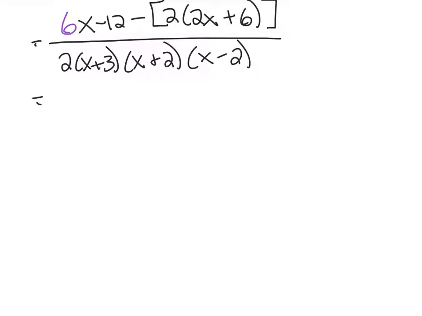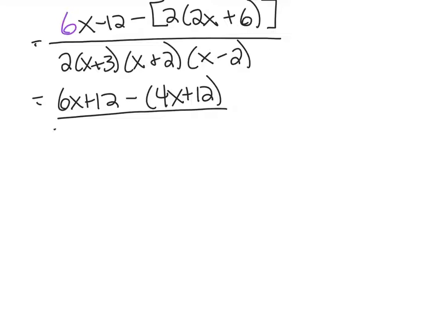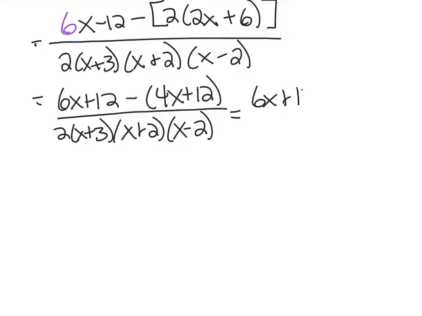So now it's just keep simplifying. On the top I'm going to have 6x plus 12 minus 4x plus 12. I'm keeping that minus outside those parentheses so I don't forget to distribute that negative sign, all over this common denominator. Yes, it's a lot of writing. So now on the top I have 6x plus 12 minus, oh, I don't want to do that. Okay, minus, 6x plus 12 minus 4x minus 12 all over that common denominator.